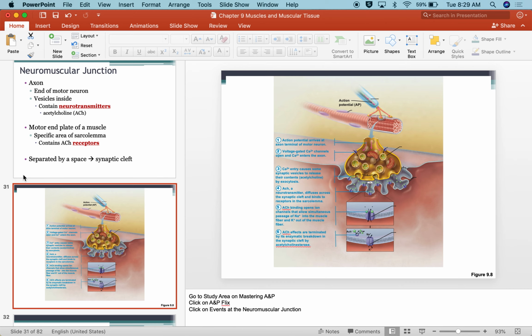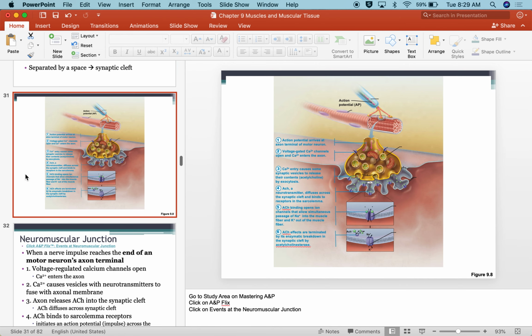If we look step by step here, this will be the last thing that I go through. We have something called an action potential. That's the electrical signal going down the motor neuron. When it gets here, it opens the voltage-gated calcium channels, meaning they need that electricity, to allow calcium to enter the end of the axon. When calcium enters, that tells these vesicles to go through exocytosis and release into the synaptic cleft. It diffuses from an area of high concentration to low concentration and binds to these receptors on the sarcolemma.